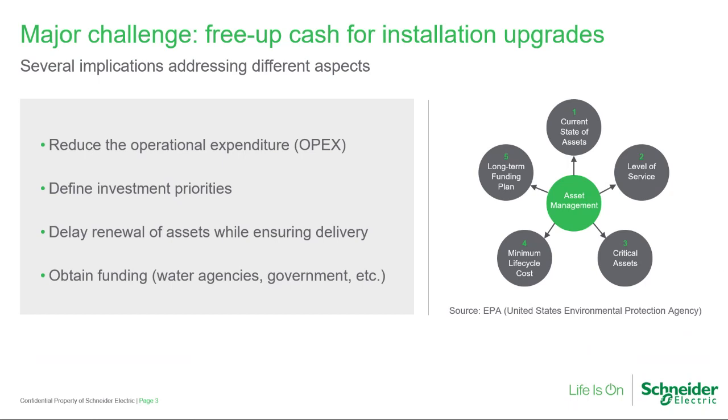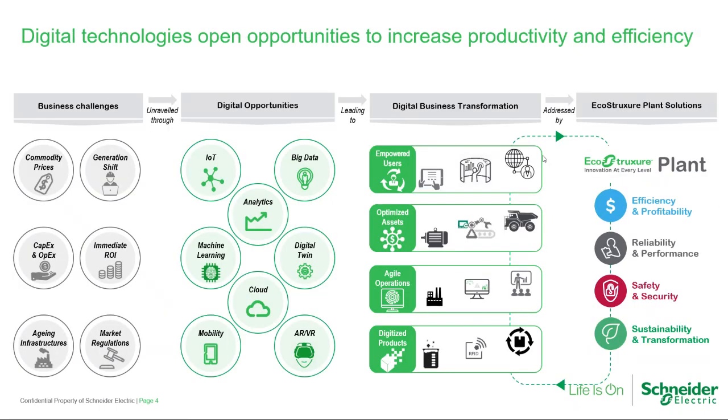But what we're looking at here to understand is digital technologies that give you the opportunities to utilize what you have better, to be able to cover the business challenges that you see. So we're talking about commodity prices, generation shifts, capex, opex, immediate return on investment, obviously from a business perspective. There's the ageing infrastructure, and there are the market regulations that are changing. So how do digital opportunities help you to unravel some of those problems?